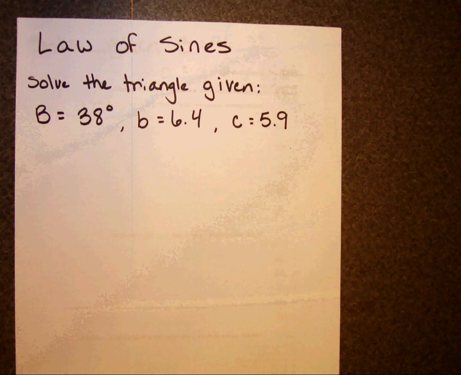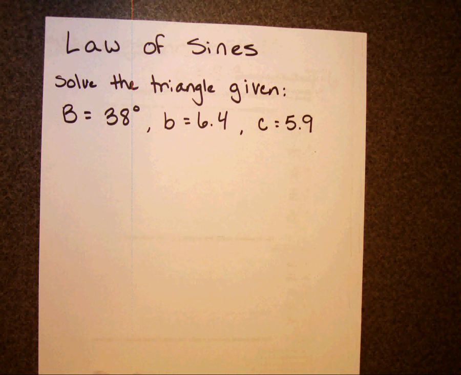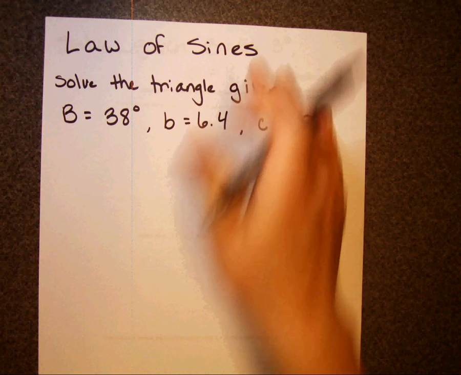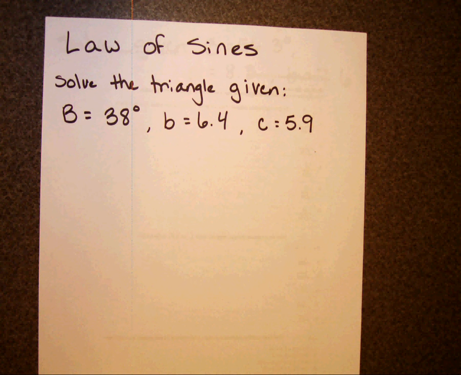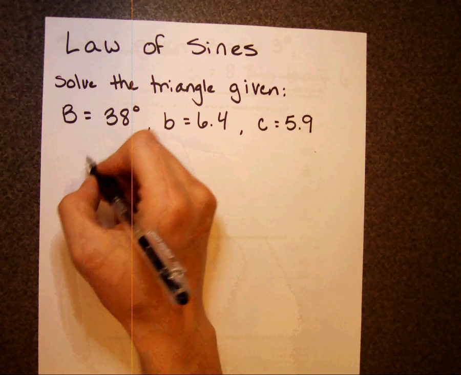So let's just jump right in and do an example. Kind of a giveaway, law of sines, but I want to solve the triangle given angle B is 38 degrees, side b is 6.4, and side c is 5.9. I've told you we're going to use law of sines, but I still need to know what information is given to determine how I go about actually solving it.